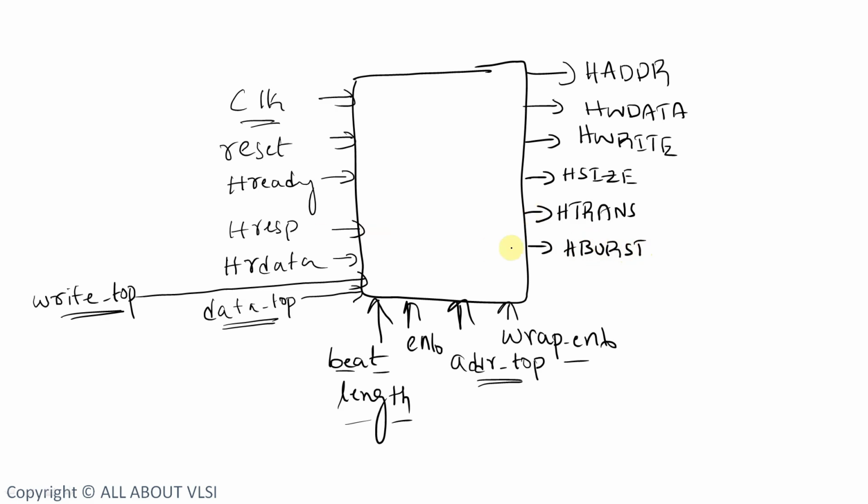So these are the input and output signals which are associated with our AHB master. Now, let us see the state diagram which is associated with it. We are going to use a state diagram, and using this state diagram we will see that we have a limited number of states which we are going to use.